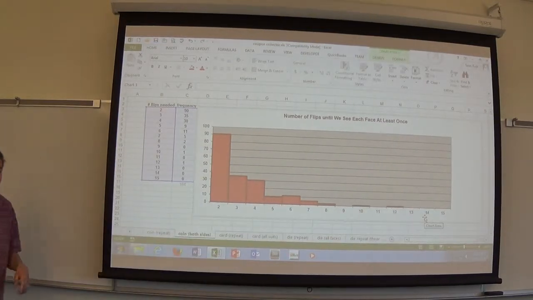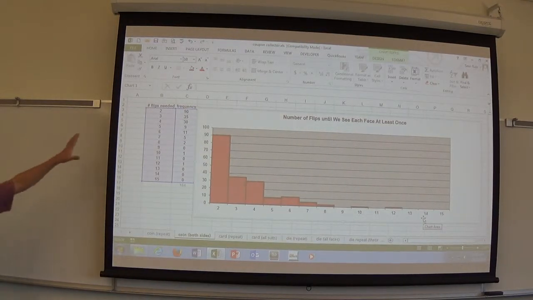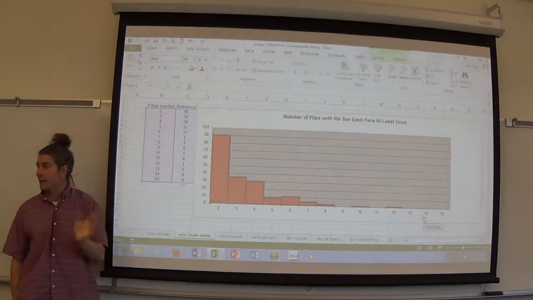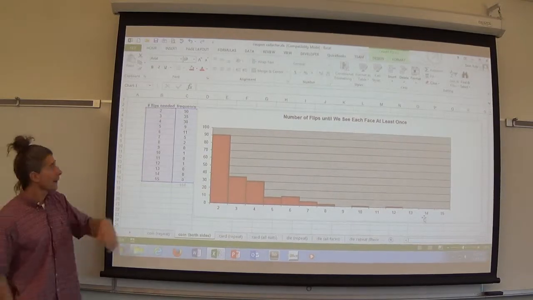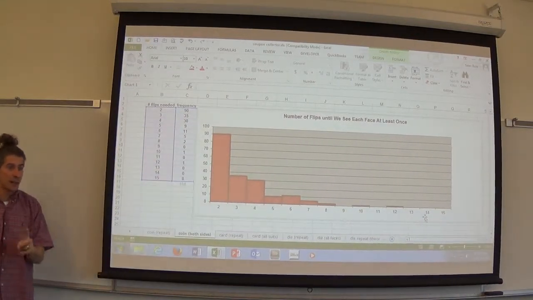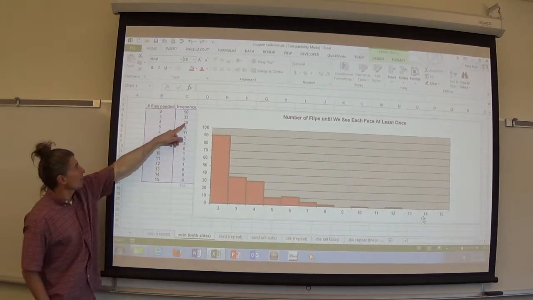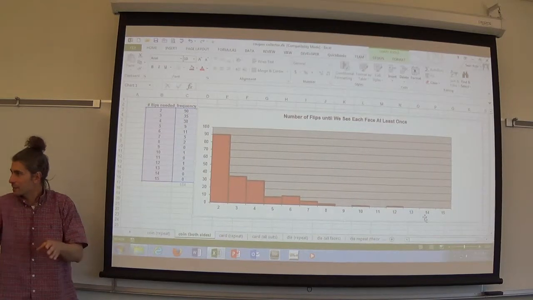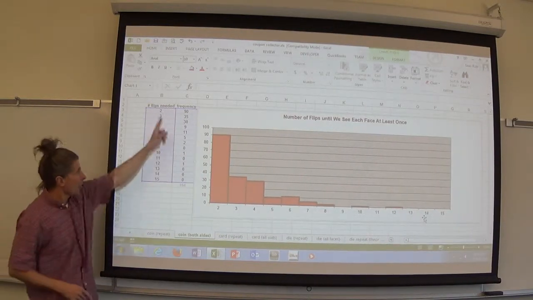We had a 12 and a 10, kind of fun. So here's the results. 90 of us needed 2 flips, which means you went heads, tails, or tails, heads, and we call it a day. 35 of us needed 3, which would have been tails, tails, heads, or heads, heads, tails. Right? 30 needed 4, which would have been tails, tails, tails, heads, or heads, heads, heads, tails. Right? Making sense? And then so forth and so on.